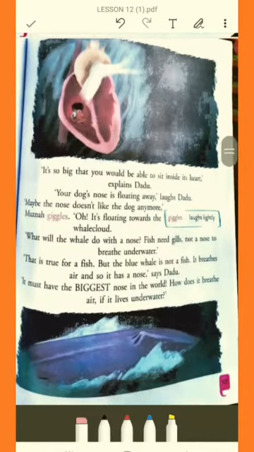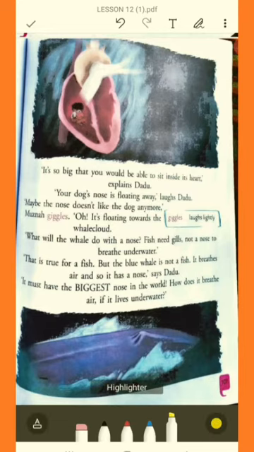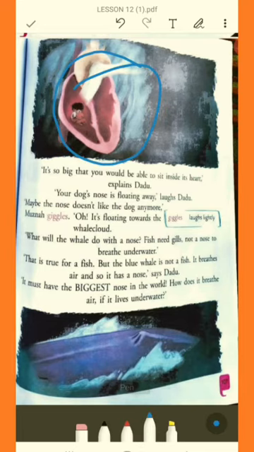So what does Dadu say? It is so big that you would be able to sit inside its heart. So see, the heart of this animal is so big that Muzna will be able to sit inside its heart. Clear?